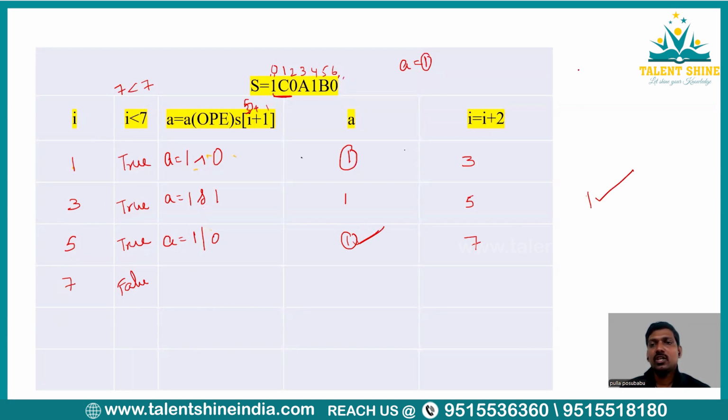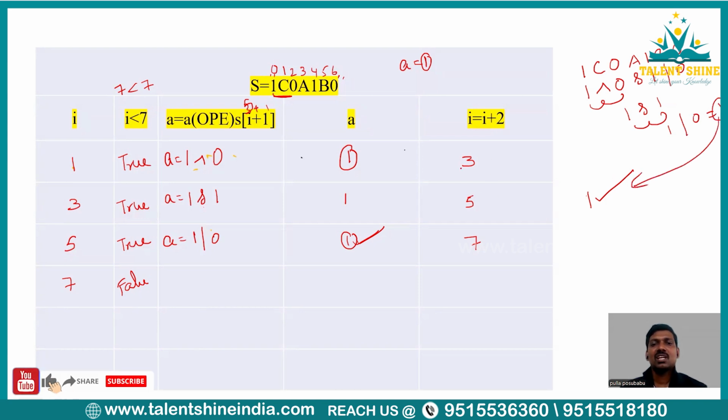Now you just try to verify manually: 1 C 0, A 1, B 0, right? So let me write 1. So this is bitwise XOR, 0, bitwise AND, 1, and then B means bitwise OR and 0. So what is the output for these different inputs? Result is 1. So 1 AND 1 result is 1 and OR 0 result is 1. So that is the output we are getting. I hope everybody is clear with this explanation part.